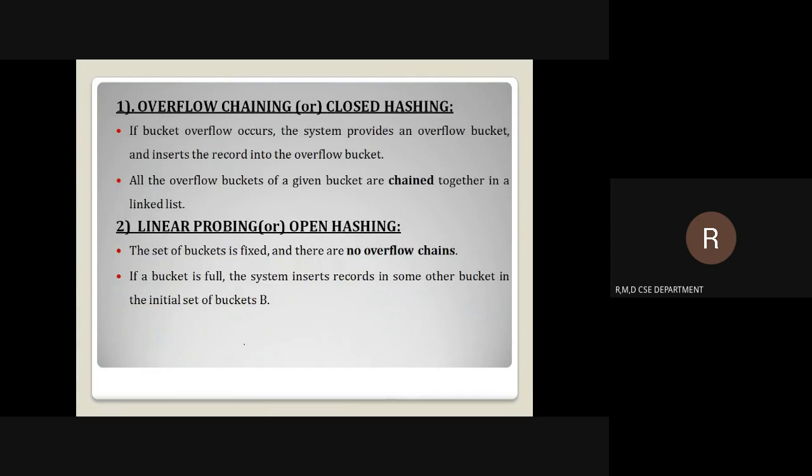In overflow chaining, if a bucket overflows, the system will provide an overflow bucket and insert the record into the overflow bucket. The overflow bucket is linked via a linked list to the existing bucket. The second technique is linear probing. In linear probing, there are no overflow chains. Instead, if a bucket is full, the system inserts the record in some other bucket in the initial set of buckets.